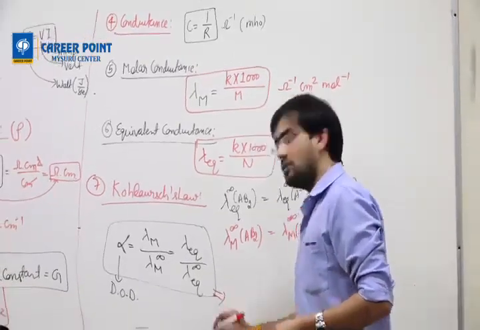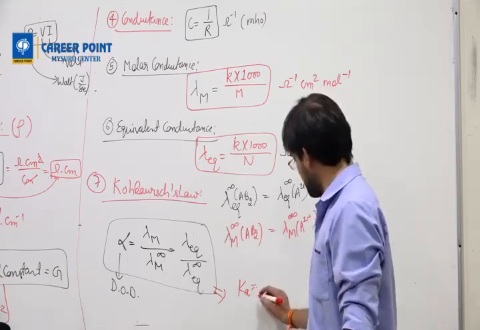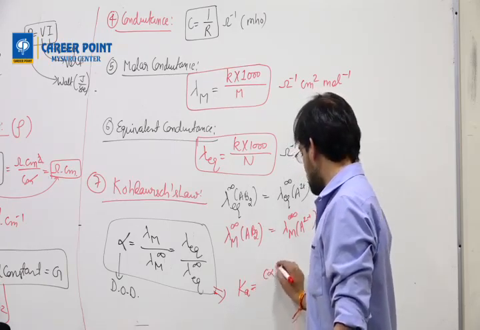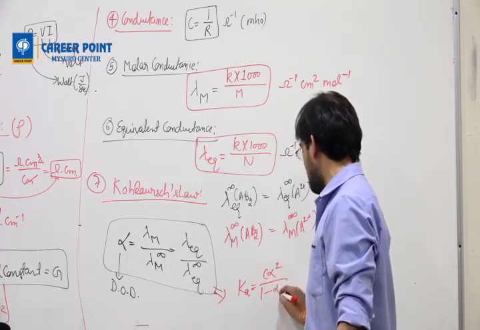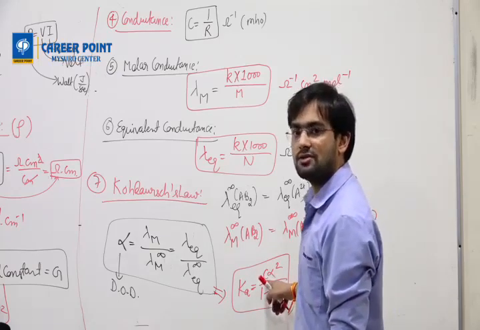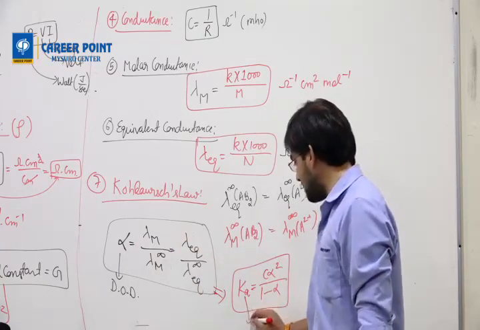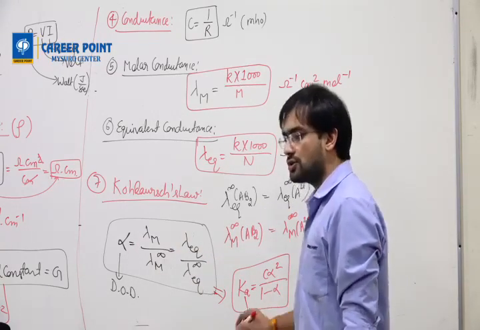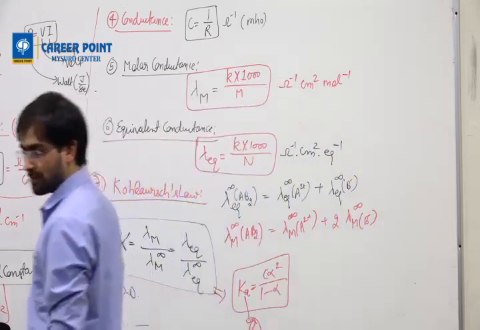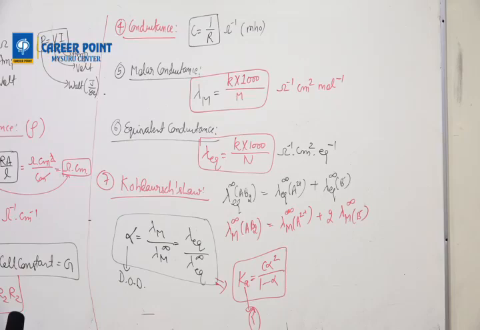And if you are able to find alpha, then you remember something which I taught in ionic equilibrium. Ka equals to C alpha square by 1 minus alpha. C is concentration, which is molarity. Alpha you have calculated. Then I can find out Ka also. Understood all this?